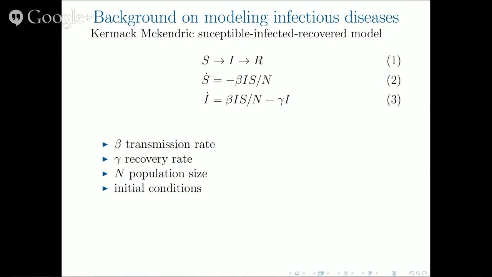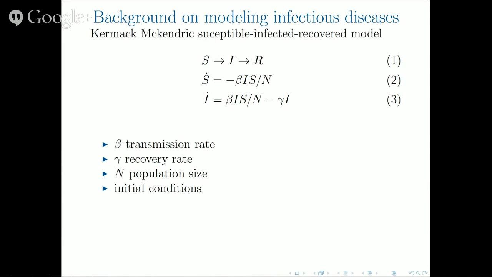According to this model, every individual in the population starts out as susceptible. They become infected, and when they're infected, they can infect others. And then they become recovered or removed from the population. And according to the most simple model, they cannot become susceptible again after that.